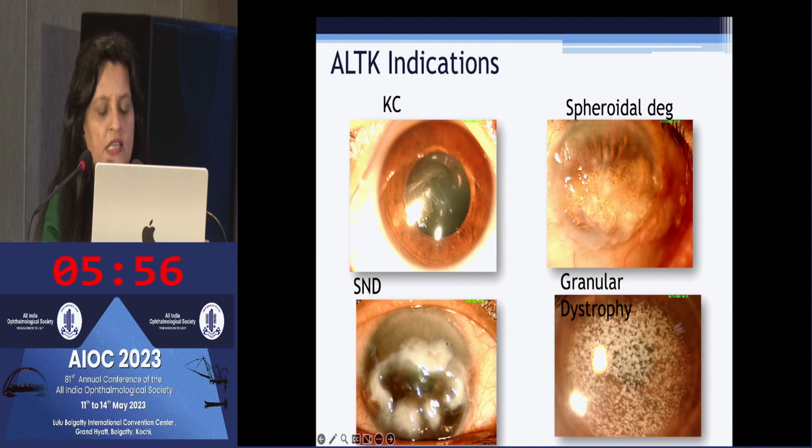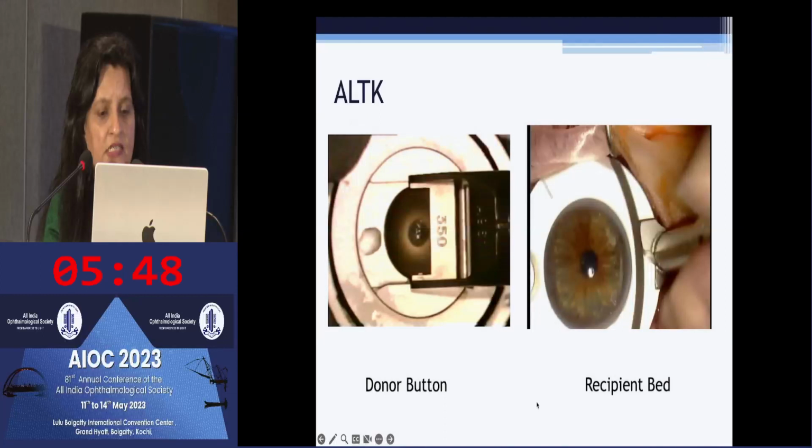Probably for this case, you would need to do HALK because it is difficult to cut through the microkeratome, especially if there are areas of thinning. But in all the other cases, ALTK can be done.